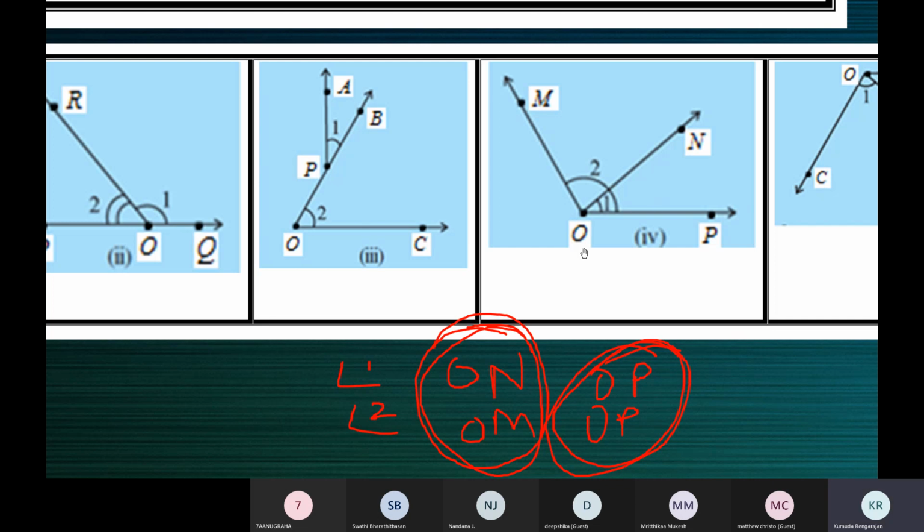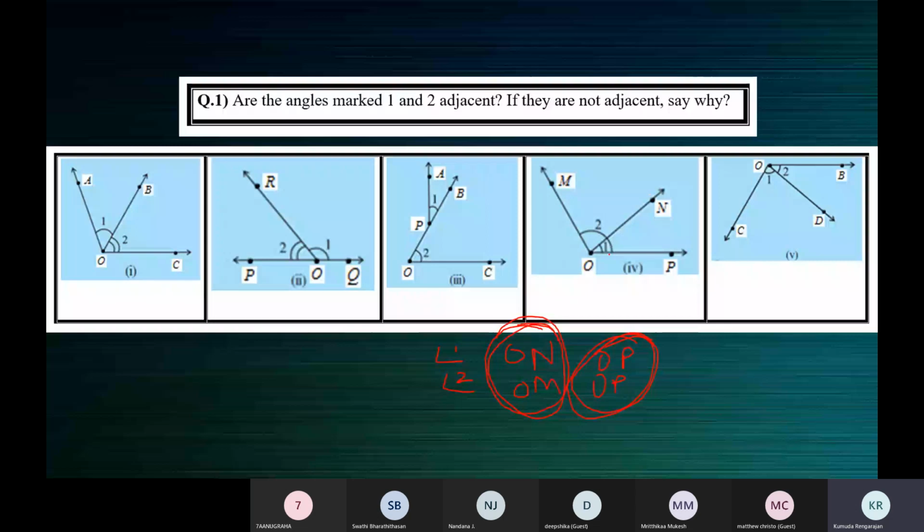It's not like this. It should be actually like this. If this is the common arm, there should be one arm like this and another arm like this. The non-common arms, one must be above and the other one below. They're lying on either sides. If one arm lies on this side and the other arm lies on that side, they lie on either sides.